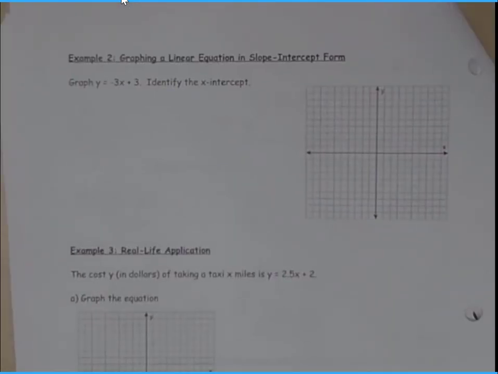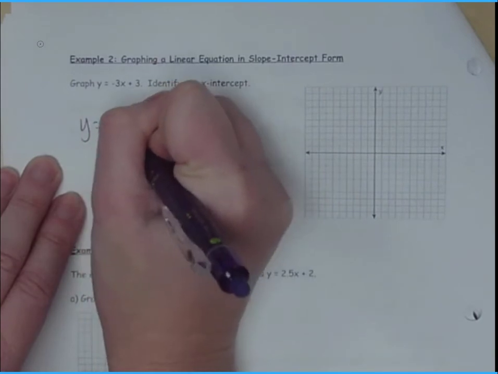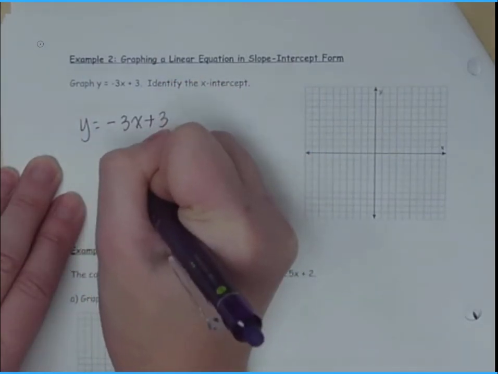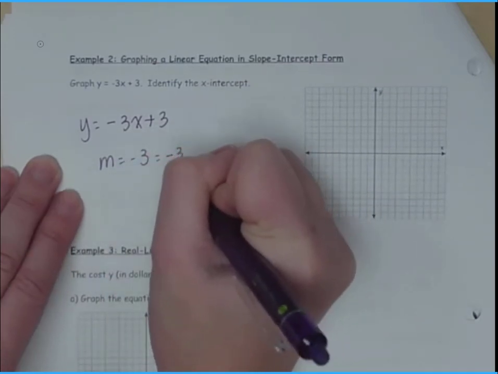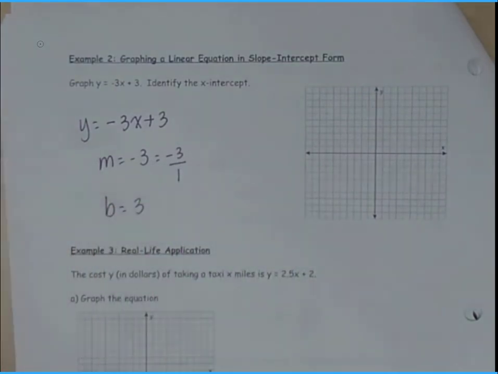All right, so let's take a look here. It says graphing a linear equation in slope-intercept form. So we've got the equation y = -3x + 3. Our slope is -3, which really means down 3 over 1. And our y-intercept is 3.